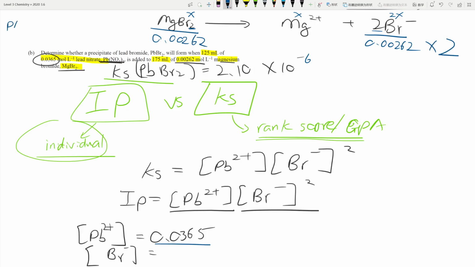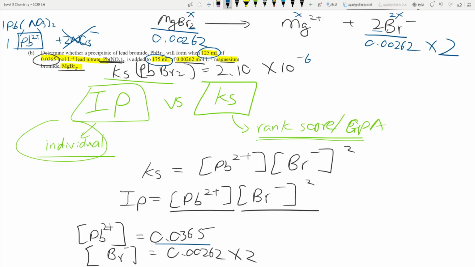Because for Pb(NO3)2, this splits into Pb2+ and 2NO3-. I don't care about that, I just want Pb2+, so this is 1 to 1, so I can just use the number. But for this one, it has to be 0.00262 times 2. Alright, now we're not done here, because remember, every number we need to use once.